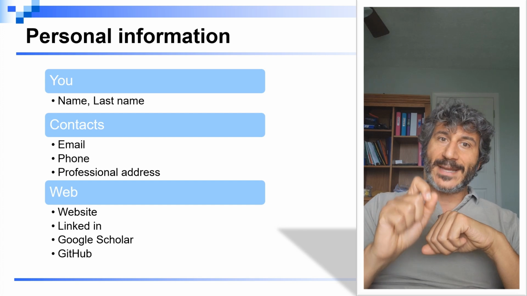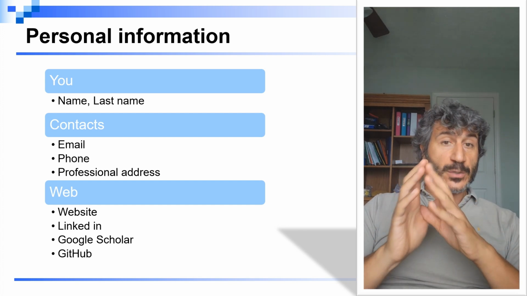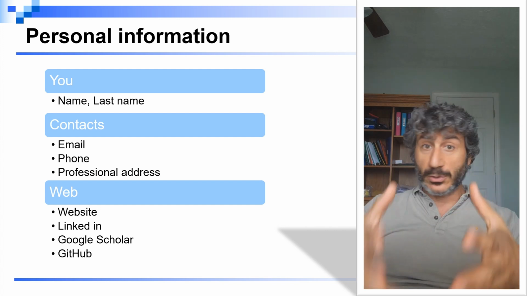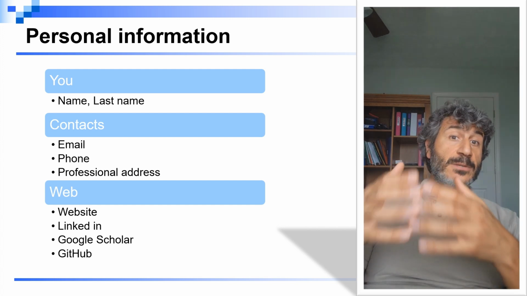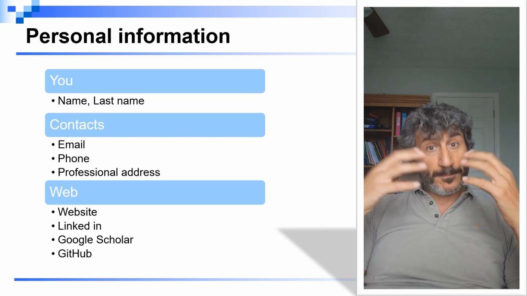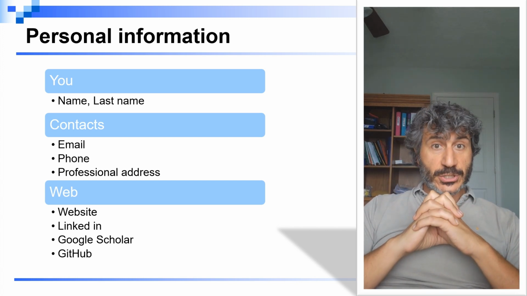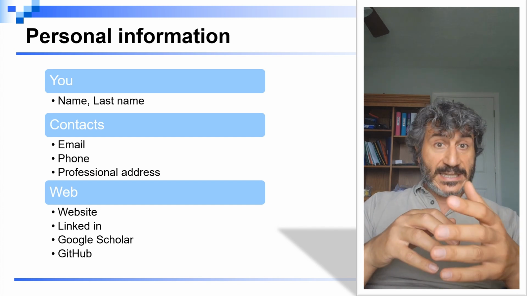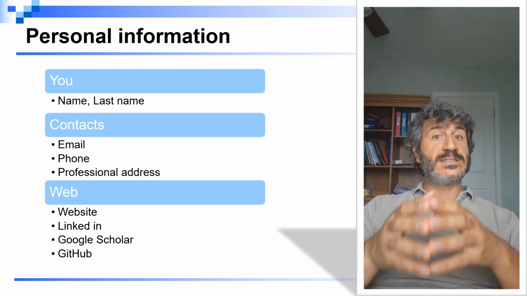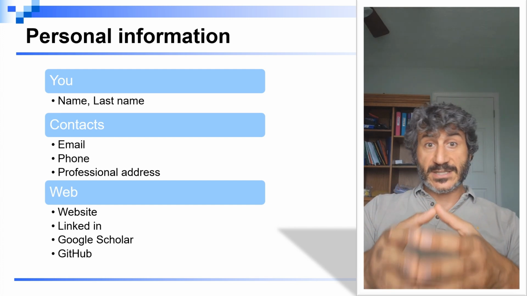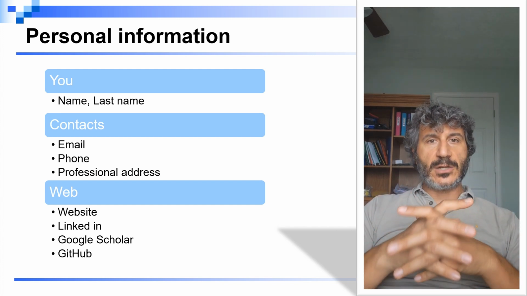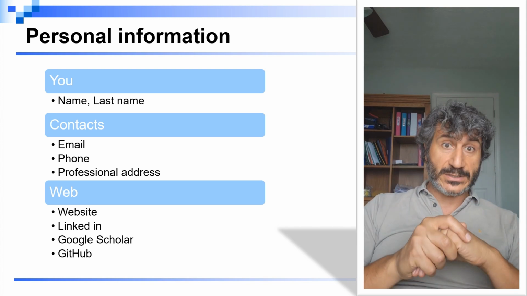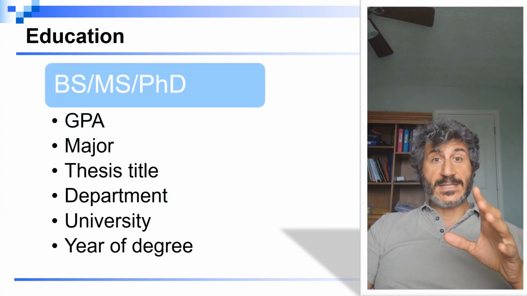I strongly recommend all students to have a professional website where you define your research interests, your publications, and all the activities that you are doing so that people can find you and you can easily be integrated in the research community. You can also include other professional websites, such as, for example, LinkedIn, your Google Scholar profile, in order to understand what are the citations that your work has received. And I've also seen some students including some repositories, such as GitHub, in order to show what code they have developed throughout the years.